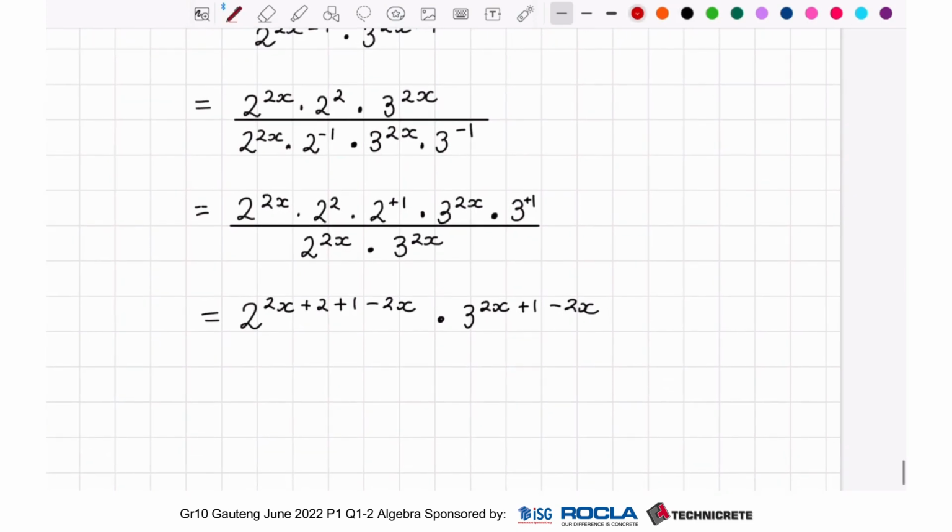Okay, and then I'm grouping the like terms in the exponents. So for the base 2 one, I know I have a positive 2x and a negative 2x, which are going to cancel each other out. And I'm just left with 2 to the power of 1 plus 2, which is 3. And then for the base 3 ones, I've still got this negative 2x and positive 2x, which are going to cancel each other out. And so I'm just left with 3 to the power of 1.